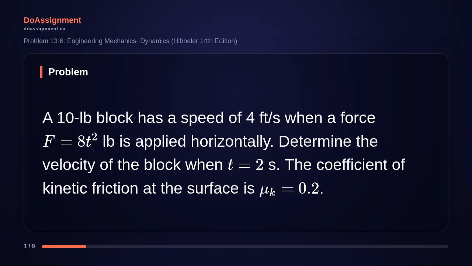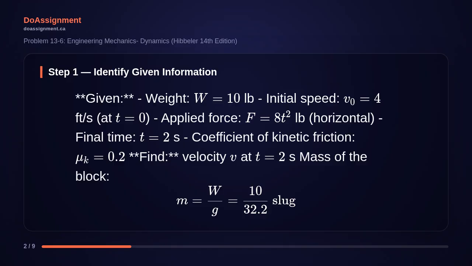Now, let us work through the solution step by step. We have a 10-pound block moving at 4 feet per second when a force equal to 8t squared pounds is applied horizontally. The coefficient of kinetic friction is 0.2. We need to find the block's velocity at t equals 2 seconds. First, we convert the weight to mass by dividing by 32.2, giving us the mass in slugs.